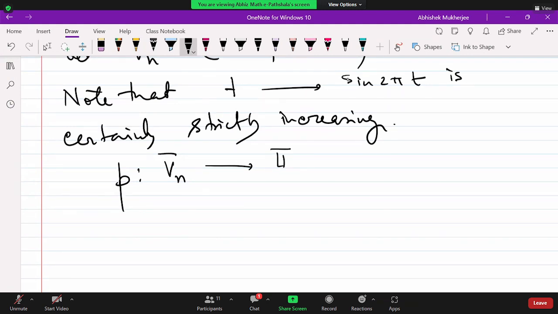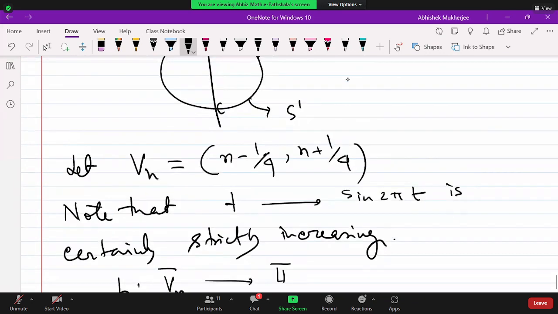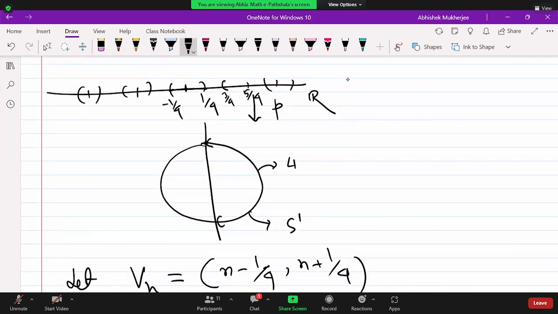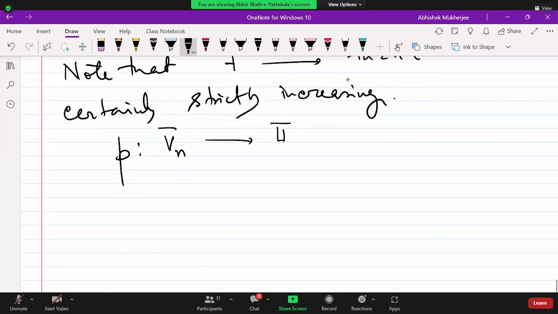Okay, just including the endpoints. So this is a one-one map. This is onto. Am I correct? This is a continuous map, and therefore, why is it onto? Because of the intermediate value property, right? So by IVP, you can check.